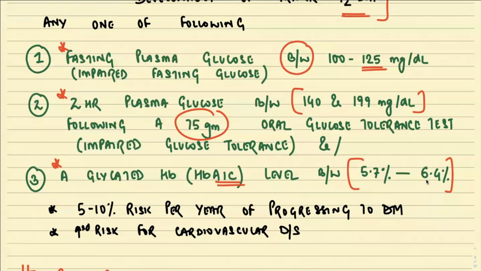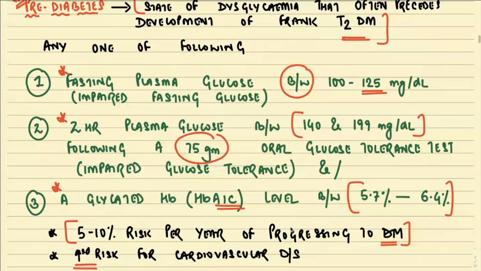It's very important to know these criteria: which are the diagnostic criteria for diabetes mellitus, and which are the criteria for the diagnosis of pre-diabetes. Remember, patients having impaired glucose tolerance have a 5 to 10% risk per year of progressing to diabetes mellitus. So it is very important to recognize these patients. And just like patients with diabetes mellitus, they are also at an increased risk for cardiovascular disease.